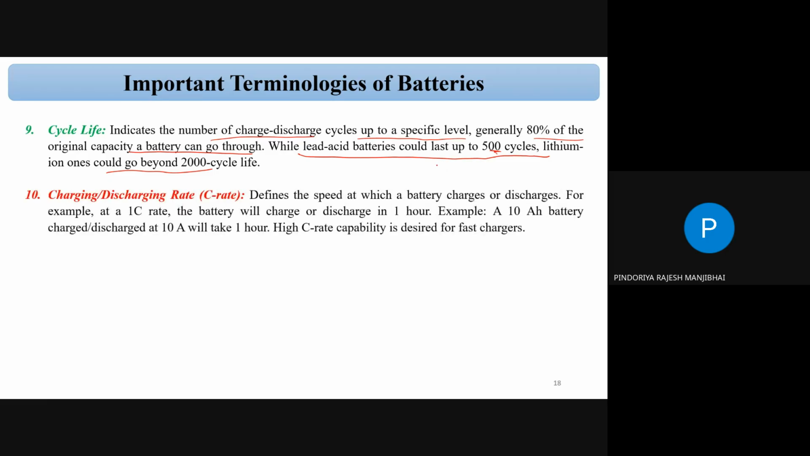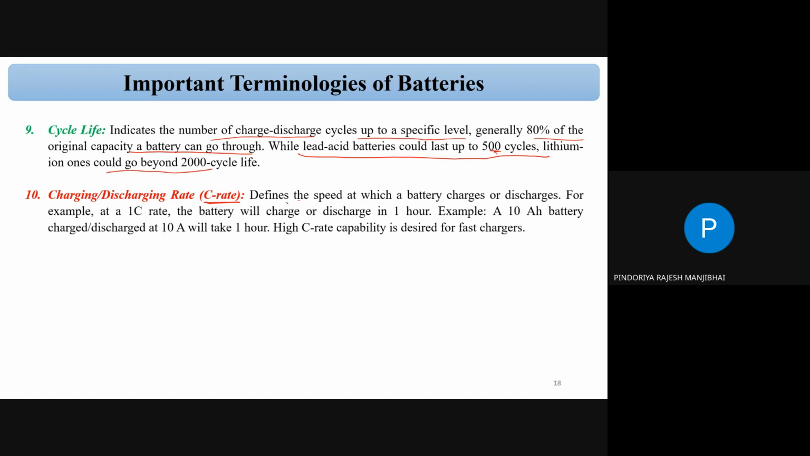Charging and discharging rate. One of the students asked me how much current is required to charge our battery. That depends on the charging and discharging rate, and that is the C rate. So the C rate is the most important factor to decide the charging current and discharging current. In the next class, maybe the next to next class, we will take an example of how much current is required to charge our battery. As of now, we can understand the charging and discharging rate, and that is the C rate.